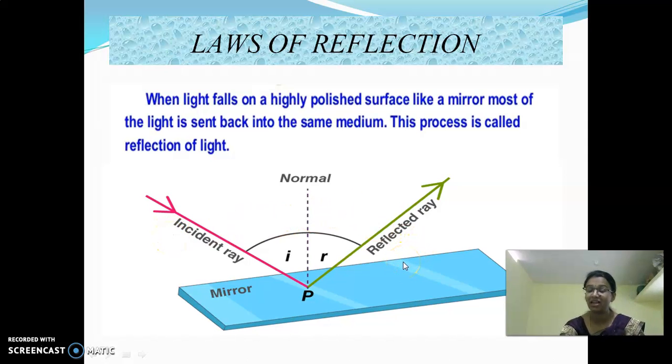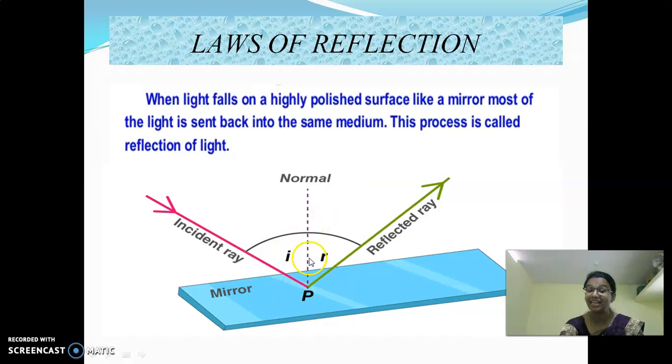We are going to draw a line perpendicular to the surface of the mirror. You know what is meant by parallel and perpendicular, right, children? I said this in the last class. So we draw a line perpendicular to the mirror surface. This line is called the normal line. So you are clear about this: P, incident ray, reflected ray and the normal.